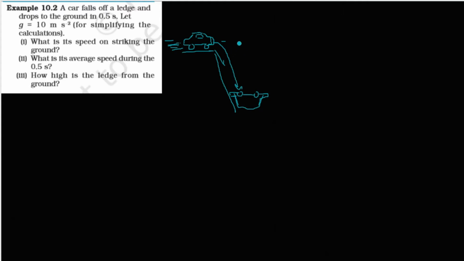Now what happened? The time taken by the car to reach the ground was t is equal to 0.5 seconds. Okay, you got the time, and you got the g, that is acceleration. Now it is so easy. When you are solving problems of acceleration, you have to find the acceleration, but in this chapter you have got the acceleration in your hand. g is equal to 10 meter per second square.